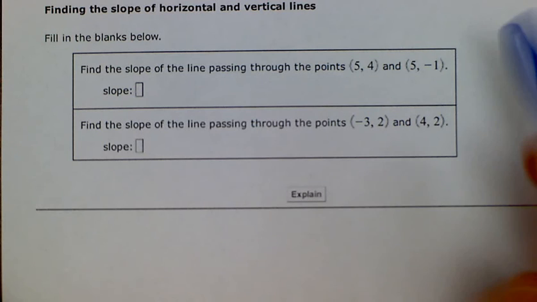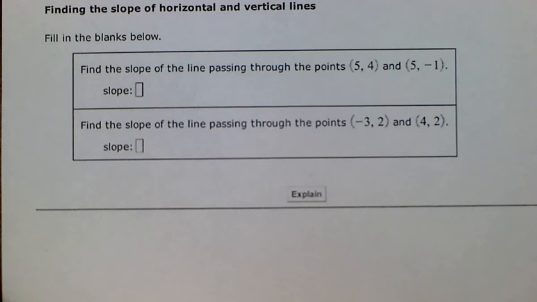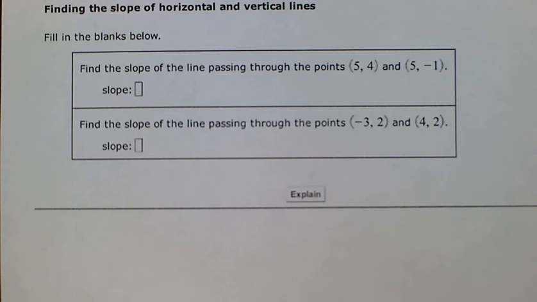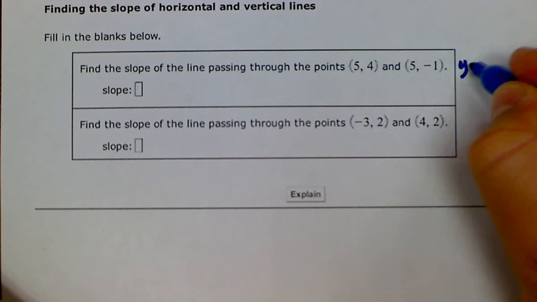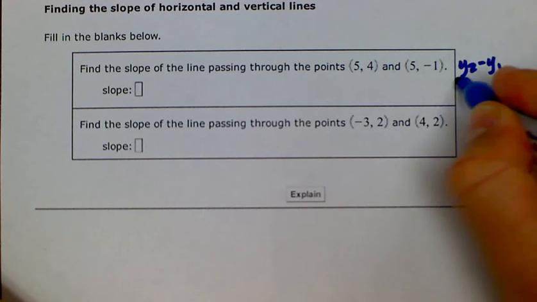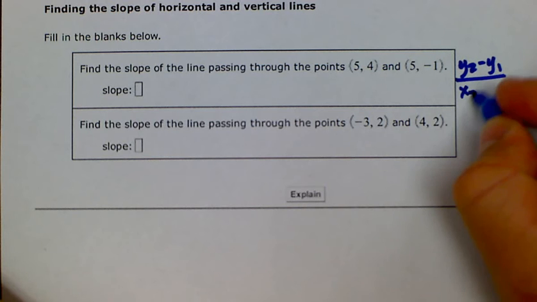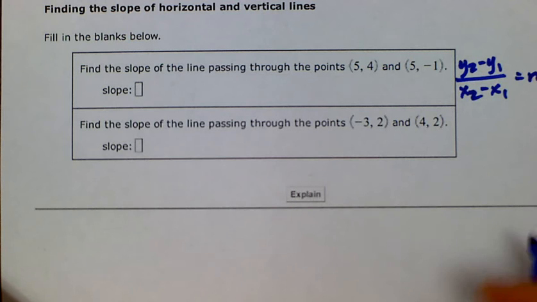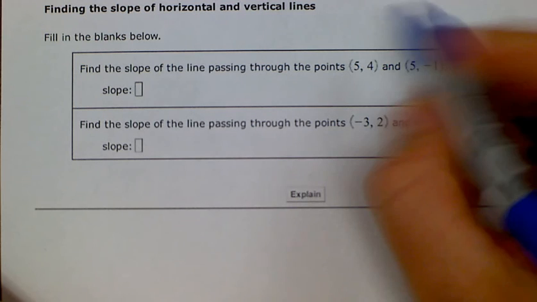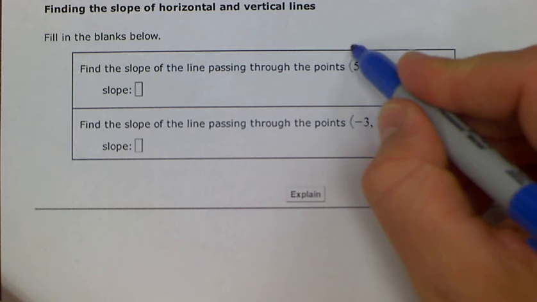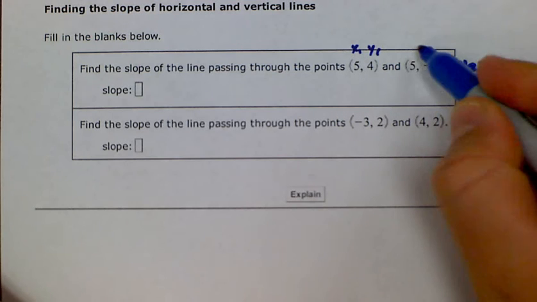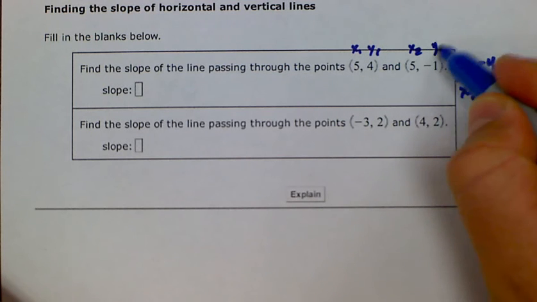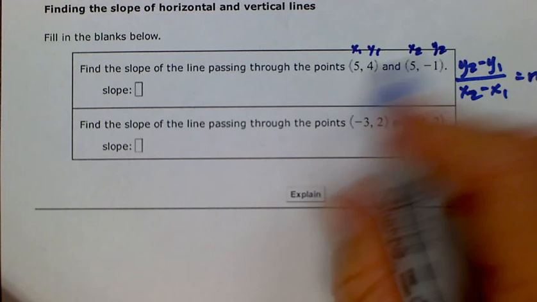We could actually graph this line, or we could just use our slope formula that says y2 minus y1 divided by x2 minus x1 is equal to our slope. So we see we have 2 points. We would label this x1, y1, and this x2, y2. And then we could just fill this in.